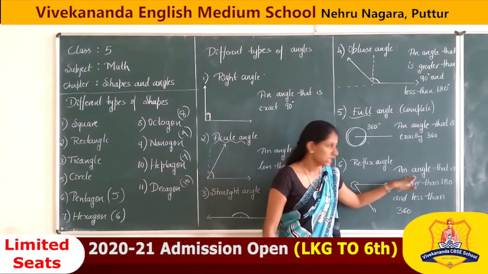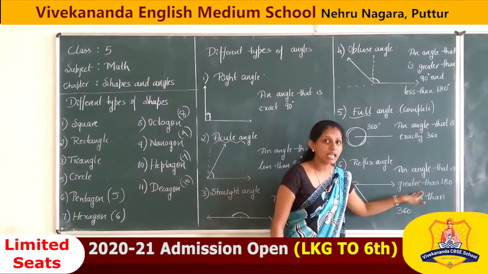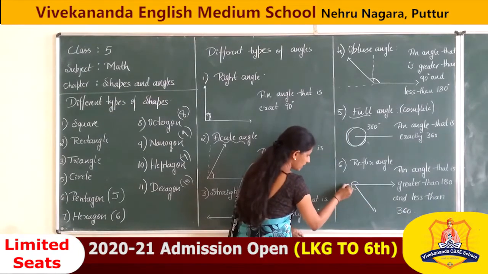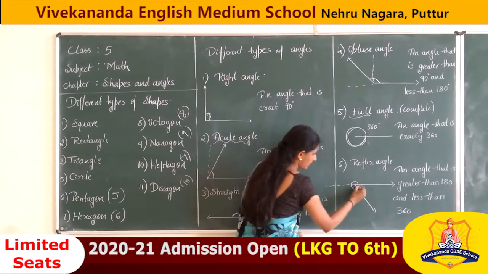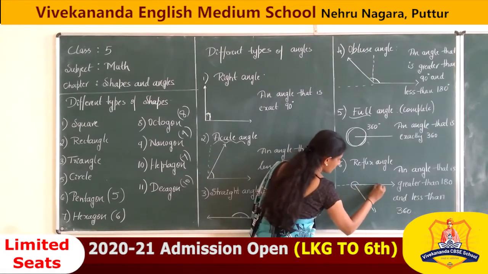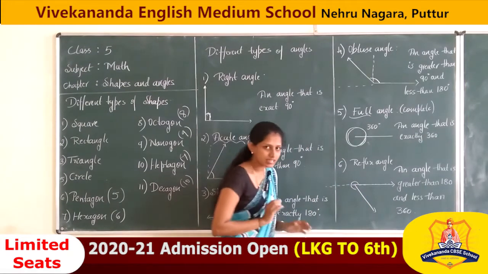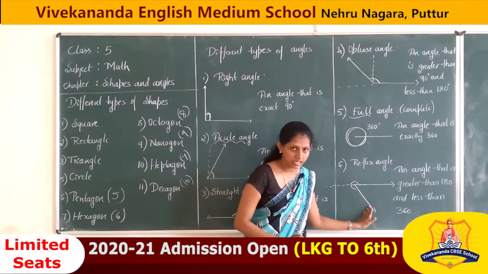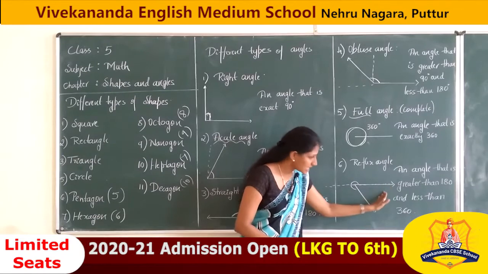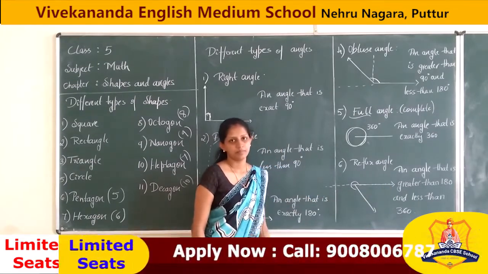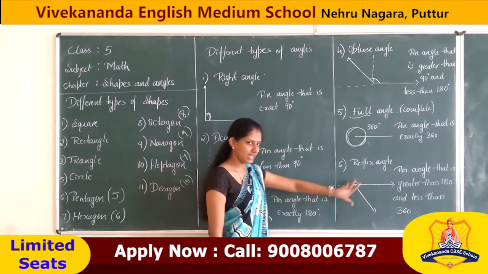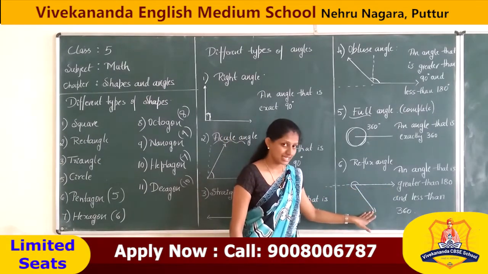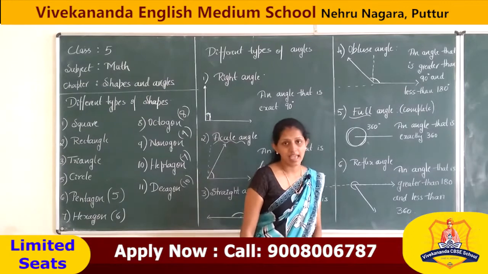Then comes the reflex angle. An angle that is greater than 180 degrees. Here it is 180 degrees, and here it is 360 degrees. So it is greater than 180 degrees but less than 360 degrees. An angle greater than 180 degrees but less than 360 degrees is a reflex angle.